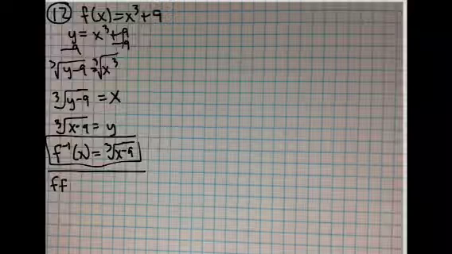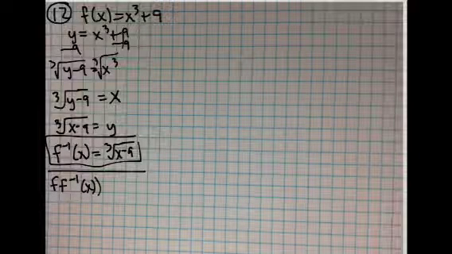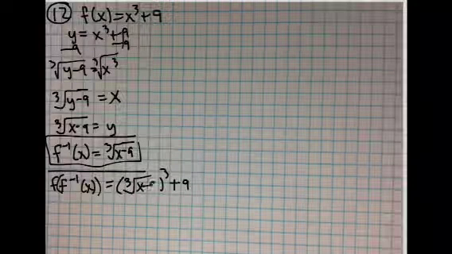So this is our proposed answer. We're going to use function notation, composition, sorry, to prove that it's right. I have enough space right here, so I'll just start here. So f of f inverse of x means that I'm going to take f of x and replace the x with f inverse of x, or at least my proposed f inverse of x. So the radicals cancel, so I have x minus 9 plus 9. The 9's cancel, so I'm left with x.